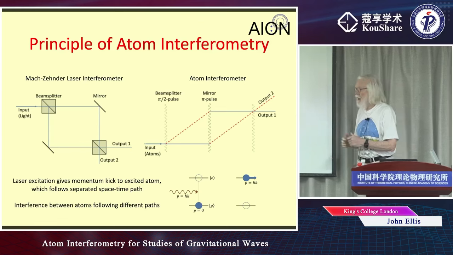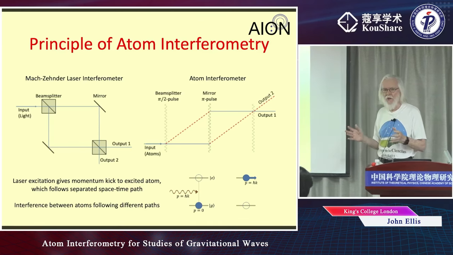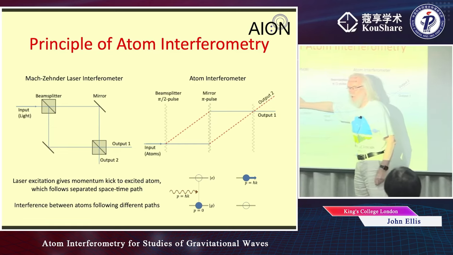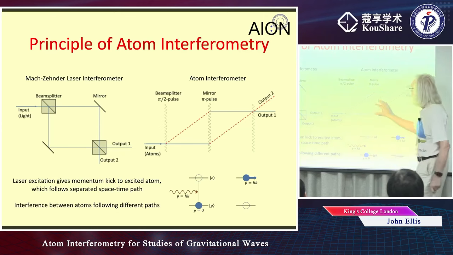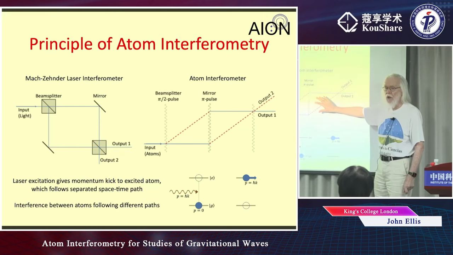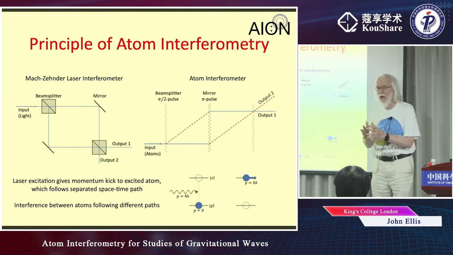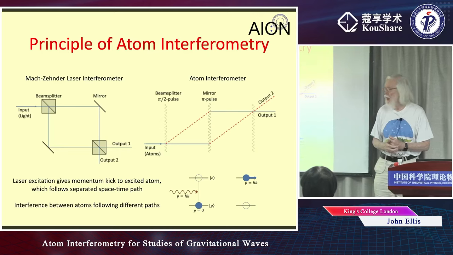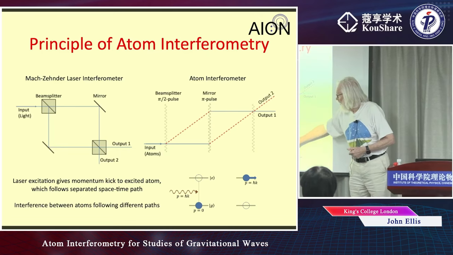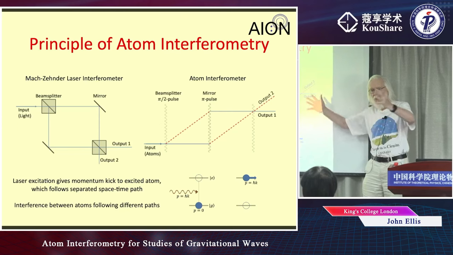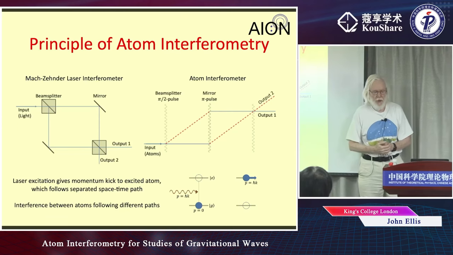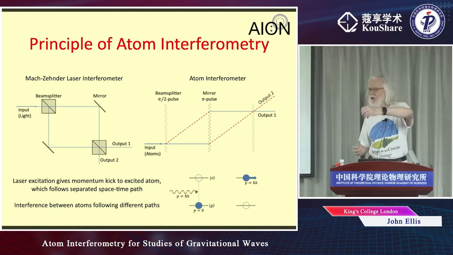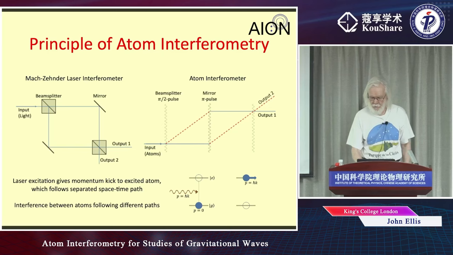In the same way that the sensitivity of a laser interferometer increases with the length of the path, you gain sensitivity with your atom interferometer by having the maximum possible separation of your atom trajectories, which you get by hitting these atoms with lasers as often as possible so as to get large momentum transfers. And of course, you want the biggest possible trajectory for the atoms.